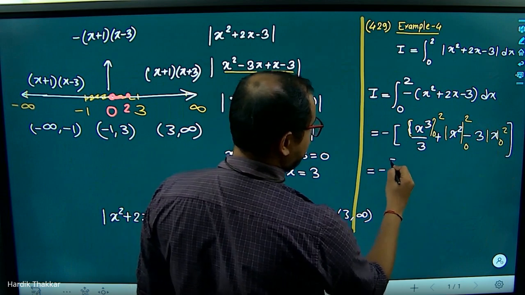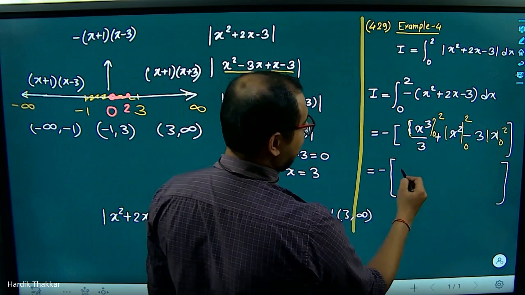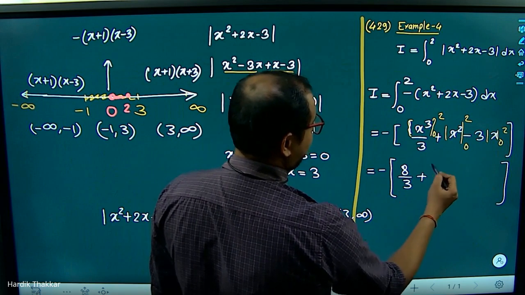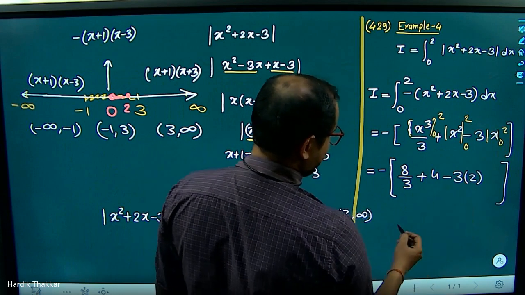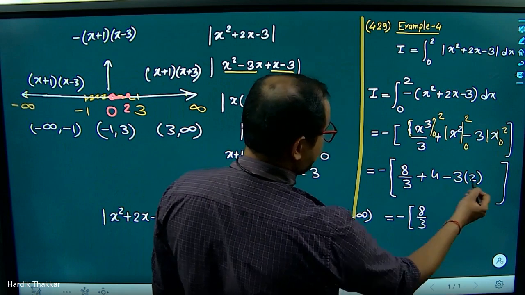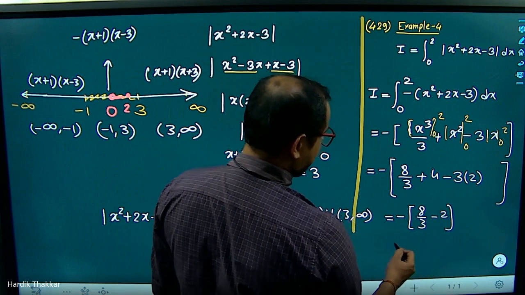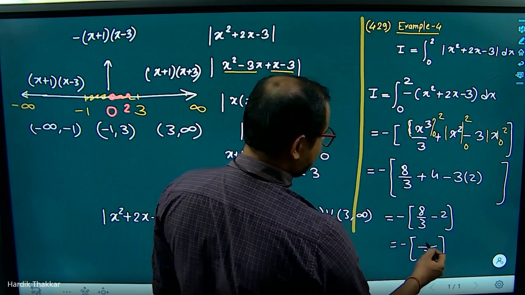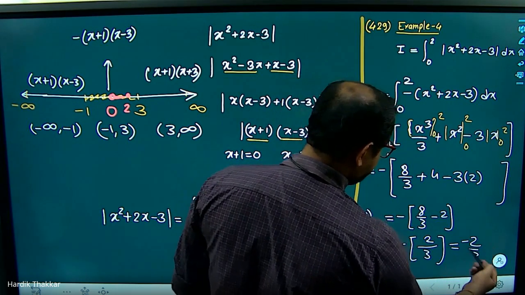So minus is outside. Now first we apply upper limit 2. So 2 cube is 8. 8 minus 0 is nothing but 8. So 8 upon 3 plus 2 square is 4 minus 3 into 2, that is 6. So we will get minus times of 8 by 3, plus 4 minus 6, which is minus 2. So it will be minus, we will take LCM. 8 minus 6 is 2. So you will get minus 2 by 3. Just check.